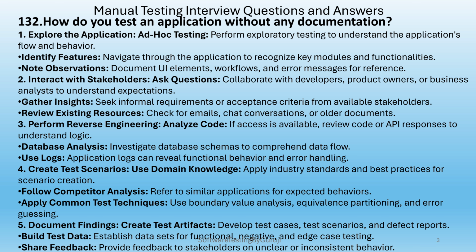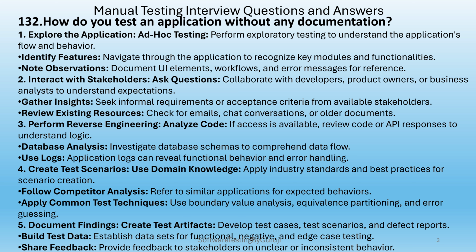Fifth, document findings. Create test artifacts: develop test cases, test scenarios, and defect reports. Build test data: establish data sets for functional, negative, and edge case testing. Share feedback: provide feedback to stakeholders on unclear or inconsistent behavior. This is all about testing an application without any documentation.